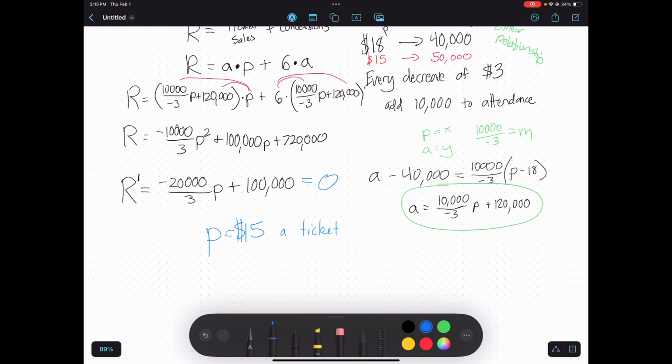Very nice. Okay. And then in case I was curious, in fact, I think the problem might ask you this, if I set it to this price, how many people will attend? Well, to do that, all I need to do is just plug 15 into this problem, and I get, in my case, 70,000. So 70,000 people attend if I charge $15 a ticket.